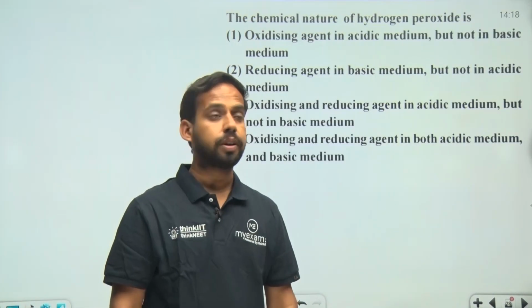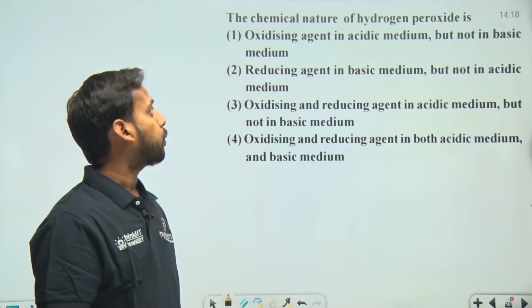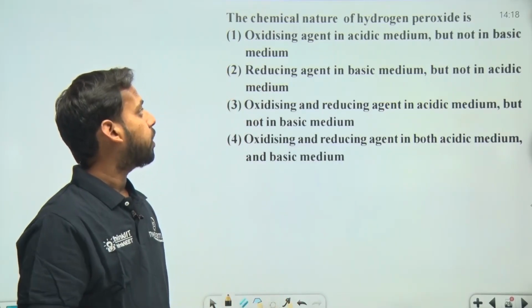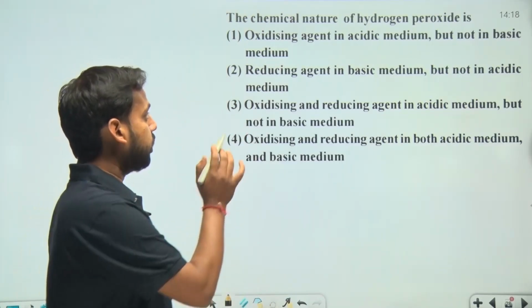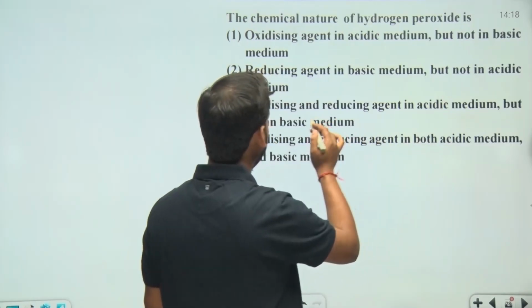Hello students, so the question here is, the chemical nature of hydrogen peroxide is. The options are given as: oxidizing agent in acidic medium but not in basic medium, reducing agent in basic medium but not in acidic medium.